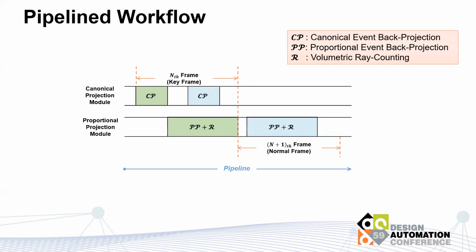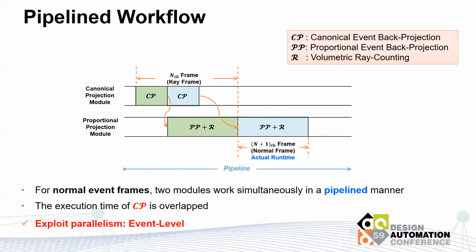In our pipeline workflow, for normal event frames, Eventor decouples the execution of the two modules. In this way, they work simultaneously in a pipeline manner, and the execution time of canonical event back projection is overlapped. This pipeline workflow exploits the event-level parallelism.